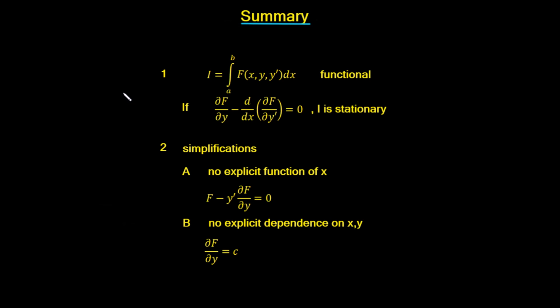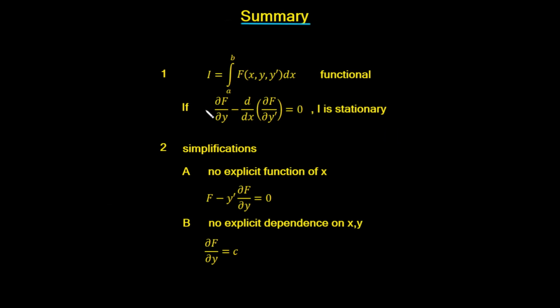Let us summarise what we've learned so far in the calculus of variations. We started off by defining the simplest functional, and it's of this form here: I is equal to the integral from a to b over function f of x, y, y derivative by dx. And we've said that if the Euler-Lagrange equation here, partial f by partial y minus d by dx partial f by partial y derivative is equal to 0, then this value of I is stationary. But we don't know whether it's a maximum or a minimum. We only know that it is stationary.